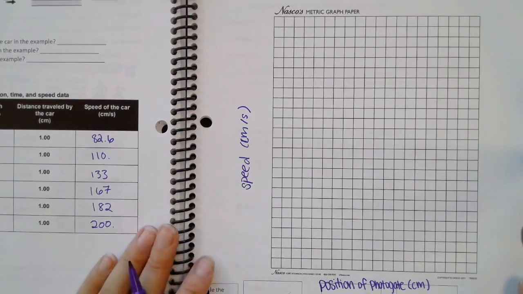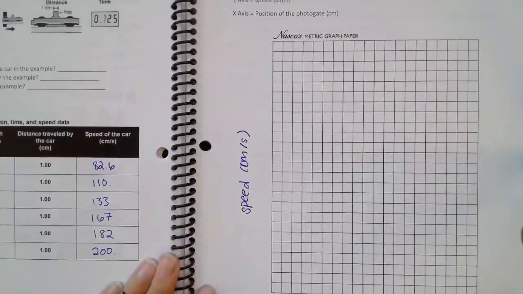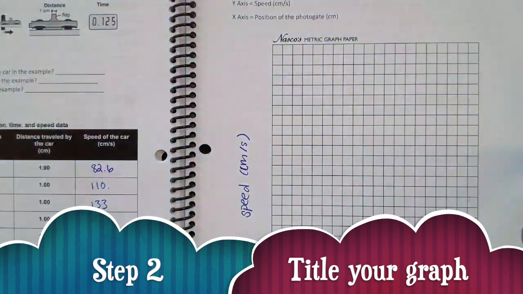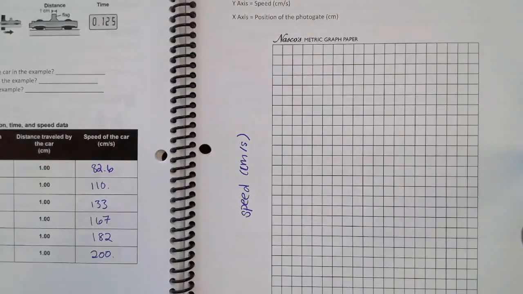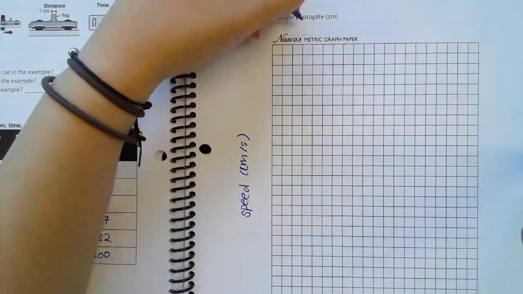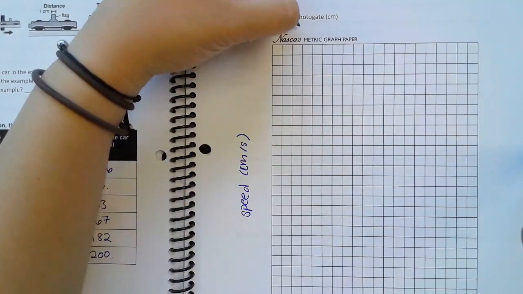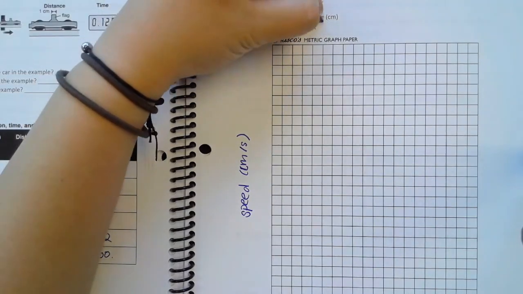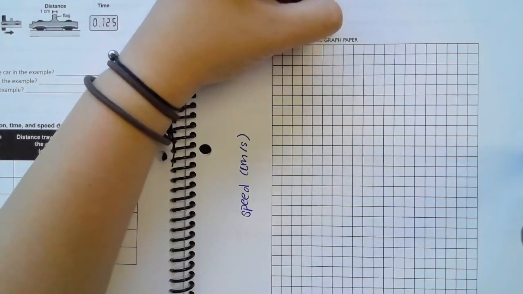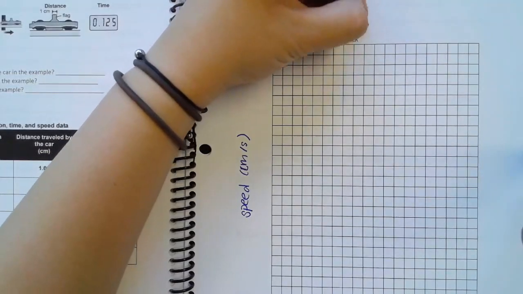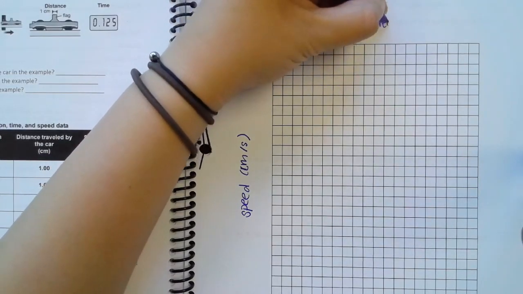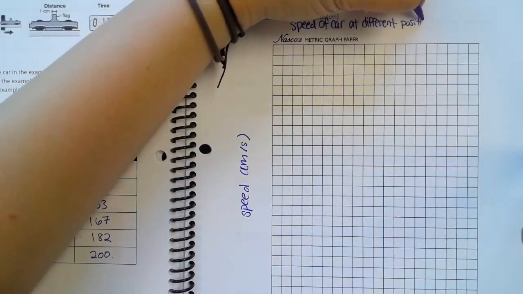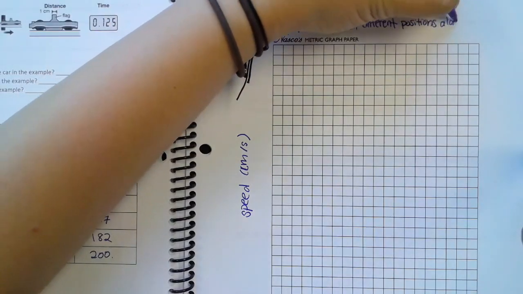Last bit of setup in terms of writing that we'll do on the outsides is our title. So our title should be descriptive and explain what is the graph showing. So an example title that I'm going to title my graph is Speed of Car at Different Positions along ramp.